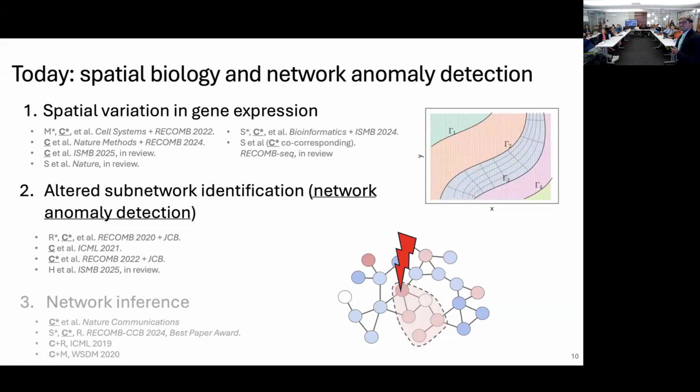And so today I wanted to talk, and I guess these images are not super bright, so hopefully you can see them. But I wanted to talk about two lines of work that I've been very excited by the past several years. One is on modeling spatial variation of gene expression, and the other is on identifying these gene subnetworks that are altered by disease. And I'll very briefly mention at the end some of our work on inferring these gene interactions.